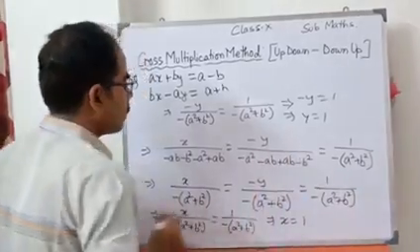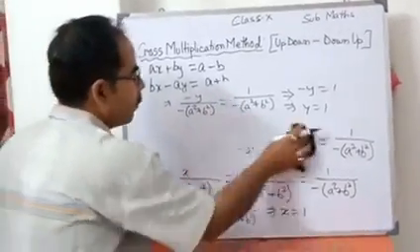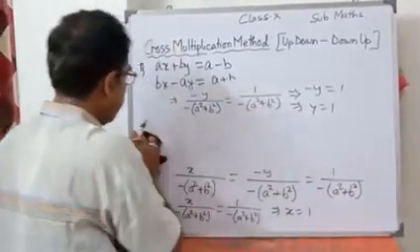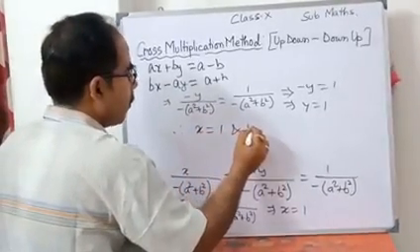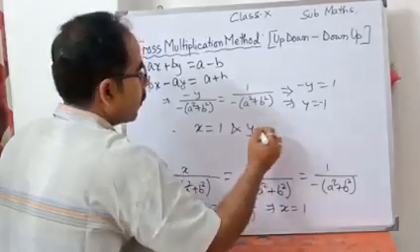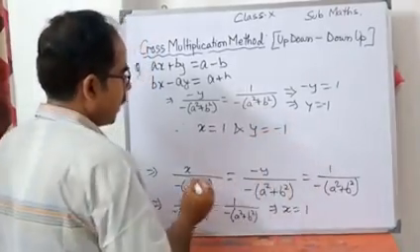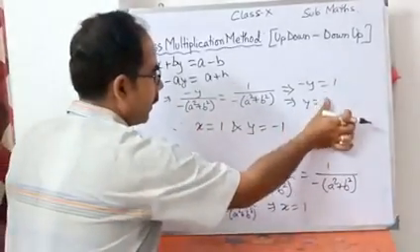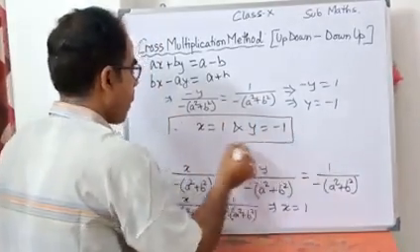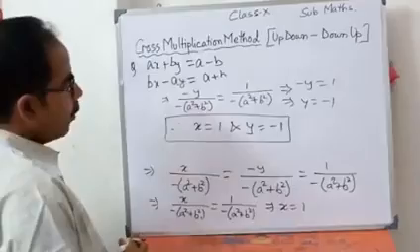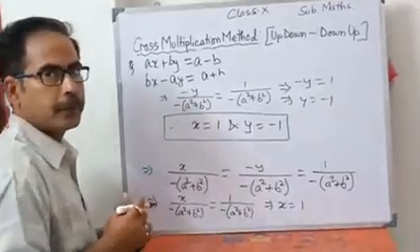That means y equal to minus 1. So ultimately what you are getting? The value of x and the value of y. Therefore x equal to 1 and y equal to minus 1. Yes students, this is the final answer. I hope it is clear to you. Okay.